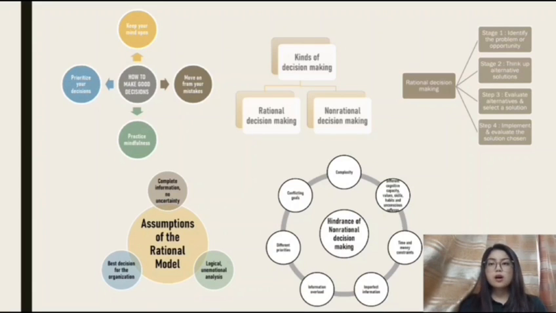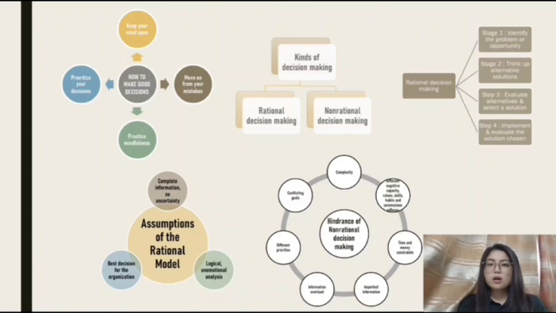There are 3 assumptions of the rational model. First is complete information, no uncertainty. You should obtain complete, error-free information about all alternative courses of action and the consequences that would follow from each choice. The second is logical and emotional analysis.